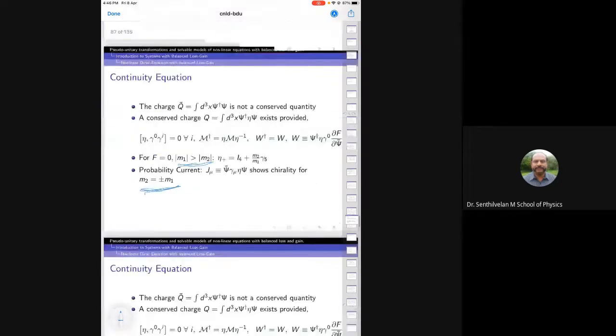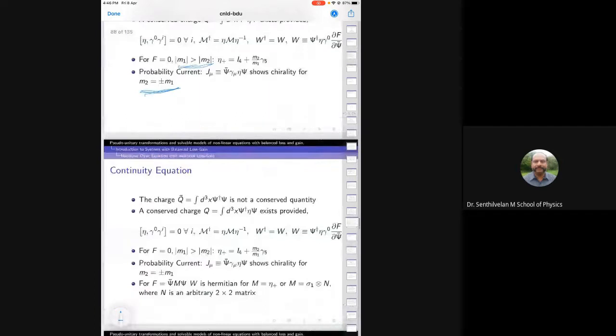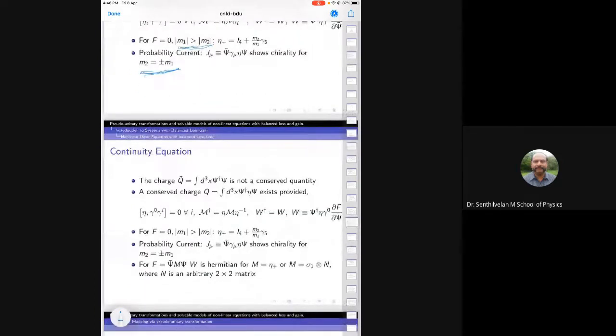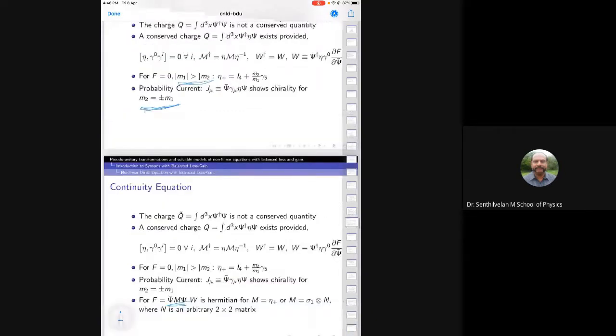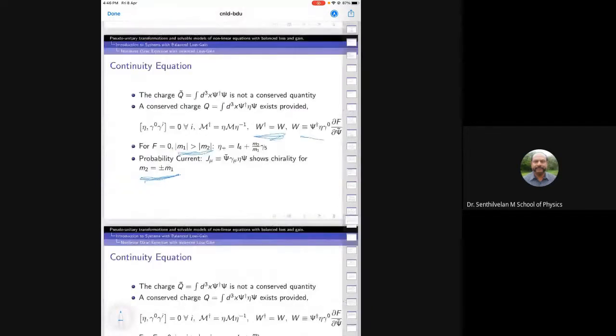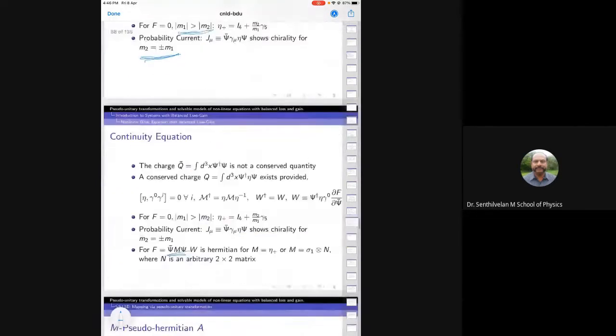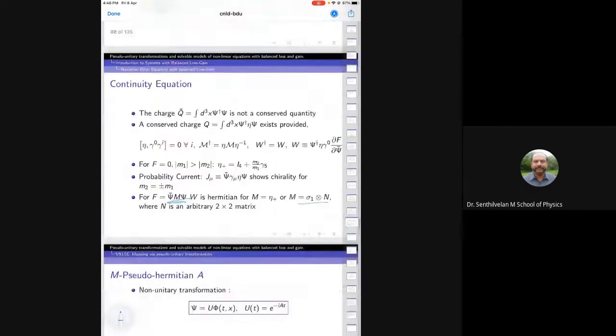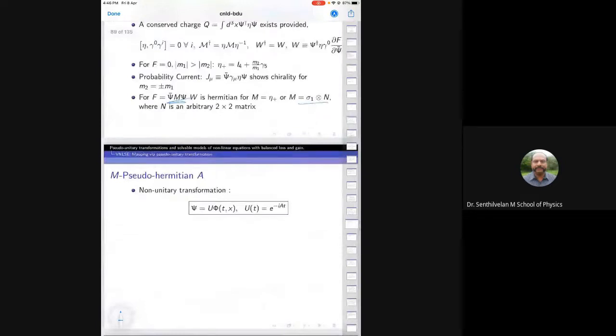Next, when F is not equal to 0, there are various solutions. I just mentioned one: psi bar psi, F is of this form. Then W is Hermitian, because this is the condition that W has to be Hermitian. So I have explained what I wanted to talk about, the appearance of balanced loss-gain systems. I started with the mechanical system, then the nonlinear Schrödinger equation, which is basically non-relativistic field theory, and then the nonlinear Dirac equation.